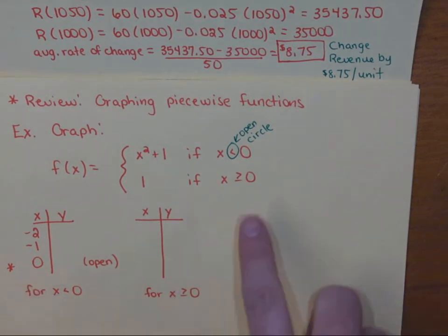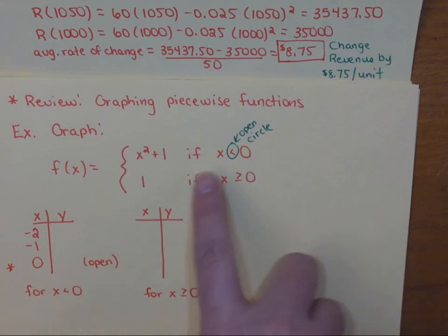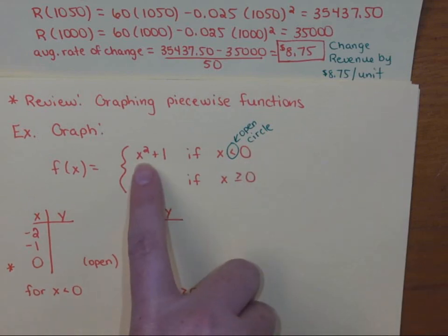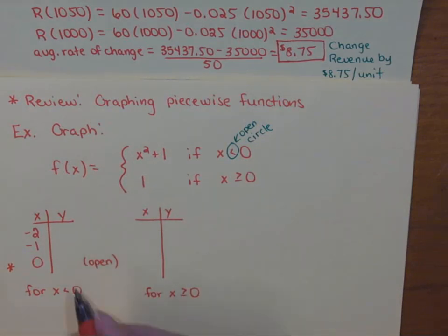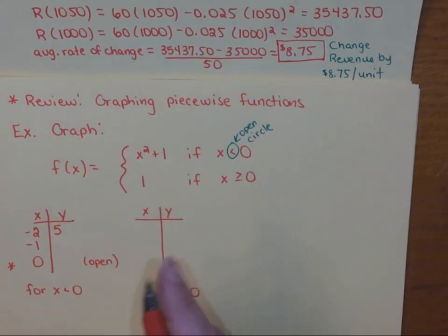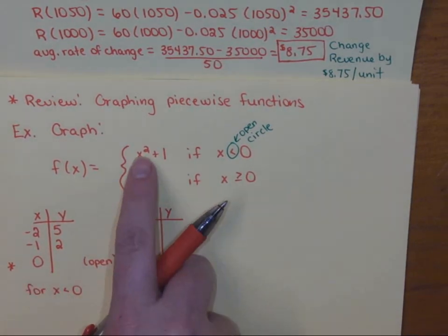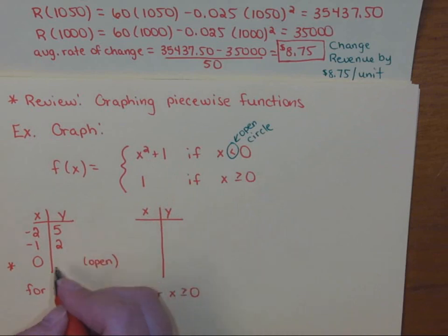So now what we do is we're using this equation and we plug them in. So if you square, remember when you square things, they become positive. So -2 times itself would be +4, plus 1 is 5. -1 squared is 1, plus 1 is 2. Even though it's open, we want this point, so 0 squared plus 1 is 1.